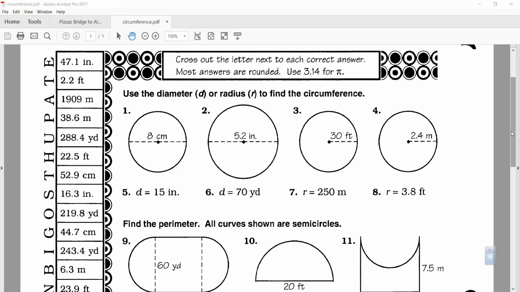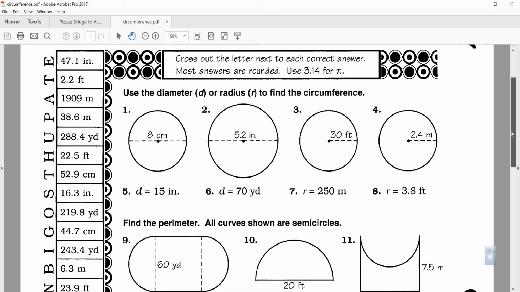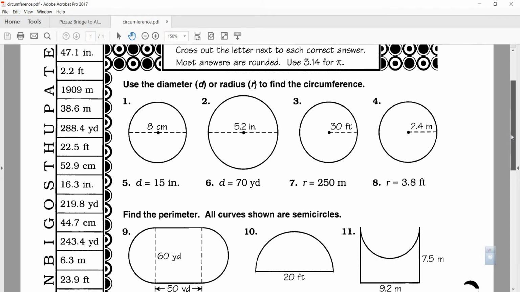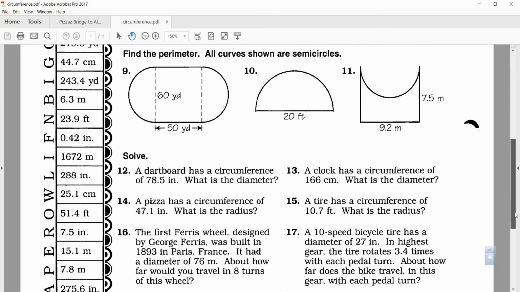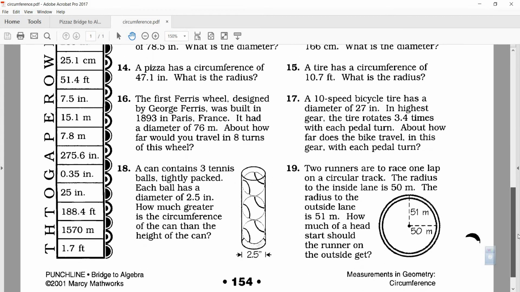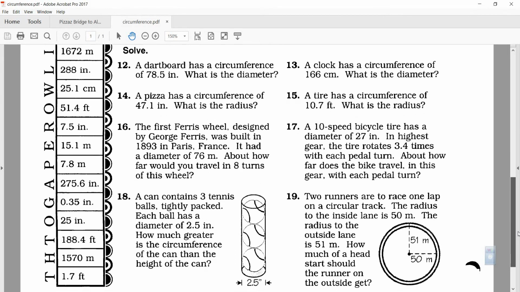Surrounding finding of circumference. So in our previous video, I worked through and helped you solve problems 1 through 11. So we're going to move on now and look at problems 12 through 19. All right, are you ready? I hope you're ready. Let's dive in.